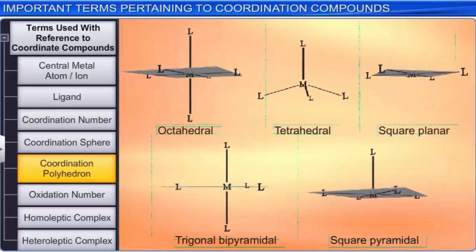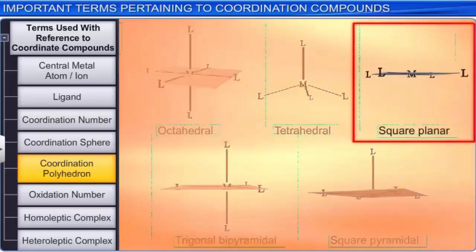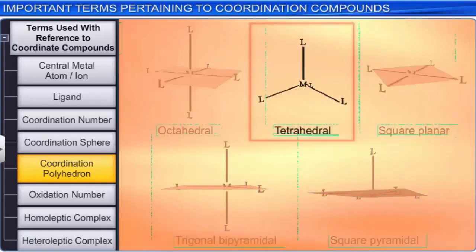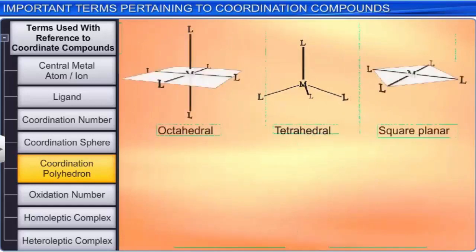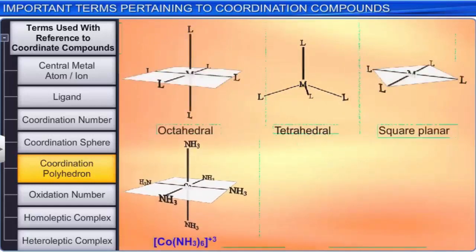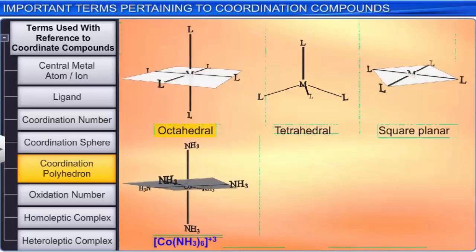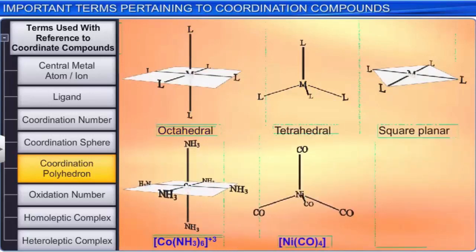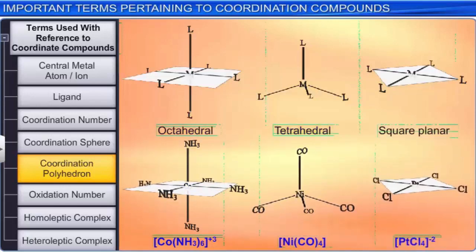Next, examples are given for these. For octahedral, hexaammine cobalt(III) ion. Cobalt is placed at the center, and 6 ammonia molecules are placed in 6 different directions. You can see tetracarbonyl nickel. Nickel is placed at the center, and the carbonyl groups, that is carbon monoxide, are placed at the 4 different sides. Tetrachloridoplatinate is an example for a square planar complex. You can see this polyhedron.